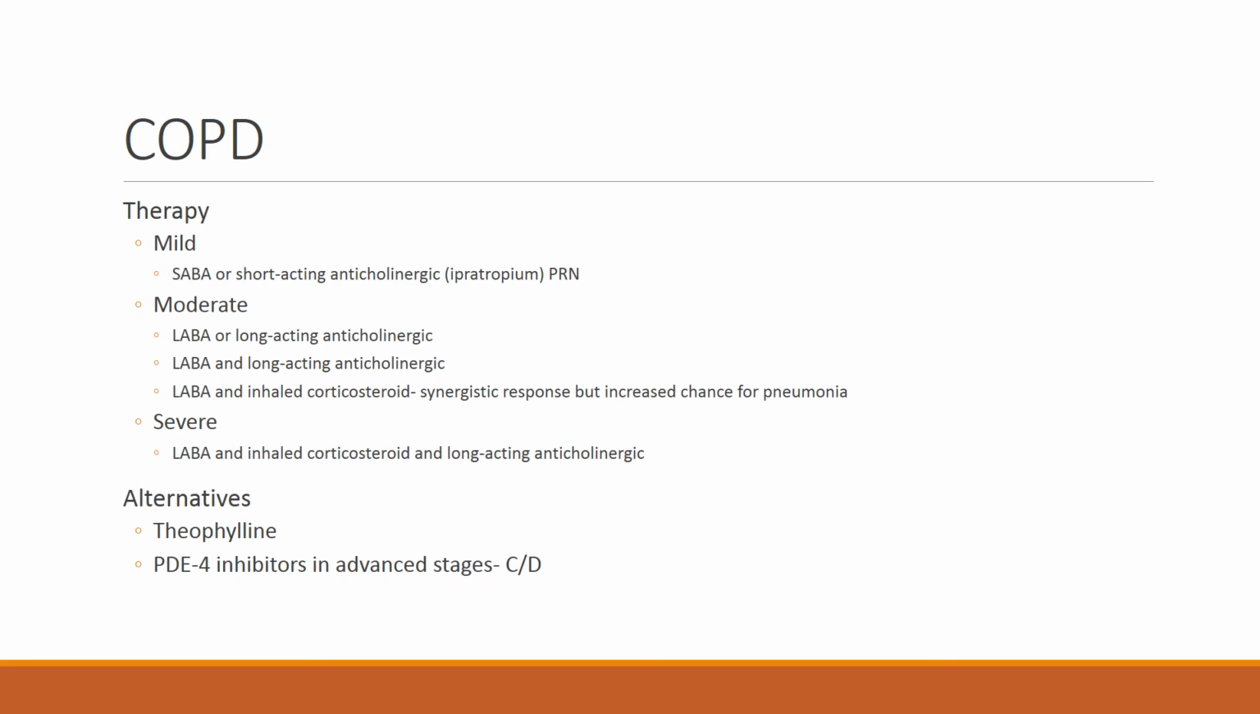Another popular option is a long-acting beta agonist with an inhaled corticosteroid, very common, similar to what you use in asthma. You do see a synergistic response, so a better response than you would with either one of those agents alone. But there is an increased chance for pneumonia when you're using the steroids, so we just have to be aware of that. A lot of times, because of the steroid risk with osteoporosis and potentially the pneumonia risk, we see maybe steroids not first line, maybe starting with the long-acting anticholinergic or the long-acting beta agonist.